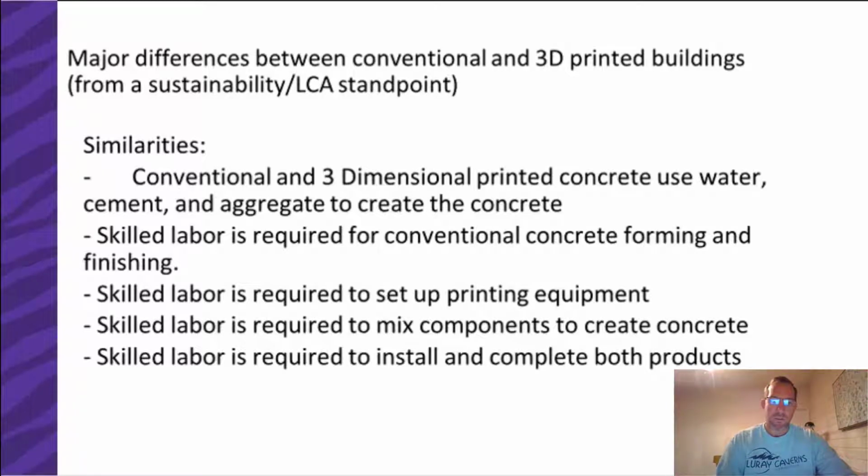Some of the similarities between conventional and three-dimensional printed concrete is they both use water, cement, and aggregate to create the concrete. So it's a very similar process in the way the material is made. Slumps are probably different, just so you can get through the nozzle of a 3D printer versus shooting off the back of a hopper of a concrete truck.